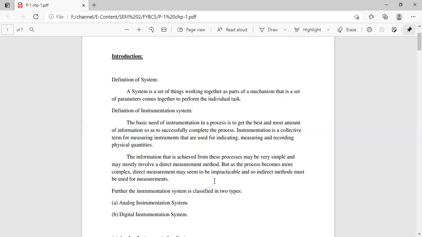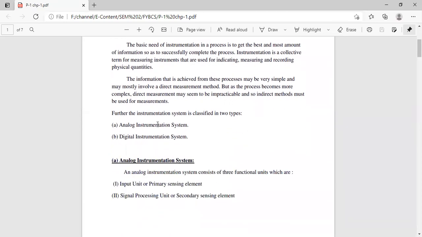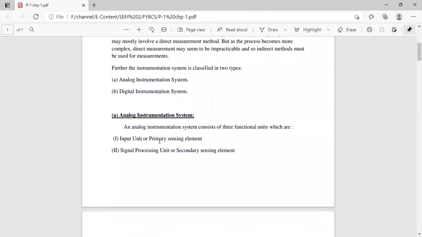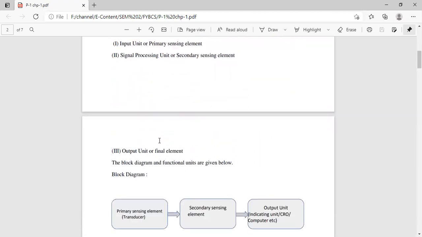After that, the instrumentation system is classified into two types. If we go in detail, we have two types of instrumentation system. First is the analog instrumentation system, second is the digital instrumentation system. Now we'll see what is analog and what is digital. An analog instrumentation system consists of three functional units: first, the input or primary section; second, the signal processing unit or secondary sensing element; and third, the output unit or final element.